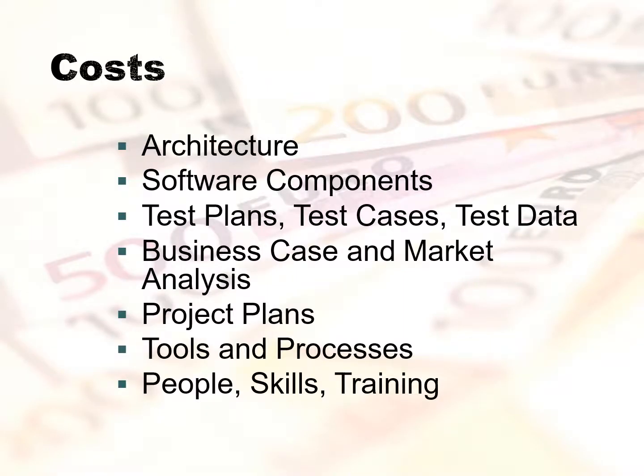So, of course, these are the things that cost money on a software project: architecture, components, test plan, test cases, test data, business analysis, project plans, tools, processes, people, skills, training. Basically, most of the costs, however, are focused on the time the people are taking to develop something. If we are talking about small scale stuff, all of the costs, for example, in a small software developer studio, are more or less related to the human costs, the salaries, these sorts of things.